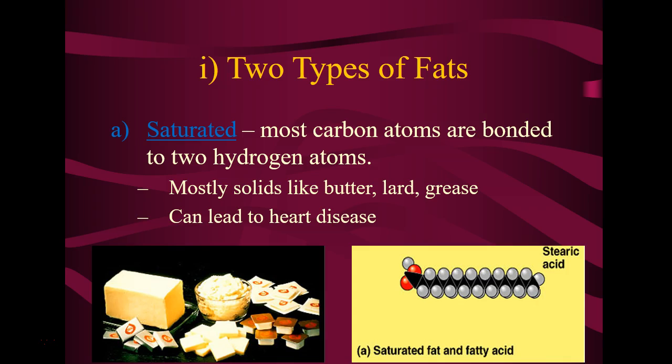So if you see it in a form like this, it looks like one long chain. So the carbon atoms are bonded to 2 hydrogen atoms. So the carbon has 2 hydrogens that it's bonded to. Okay, that's saturated fat, saturated.